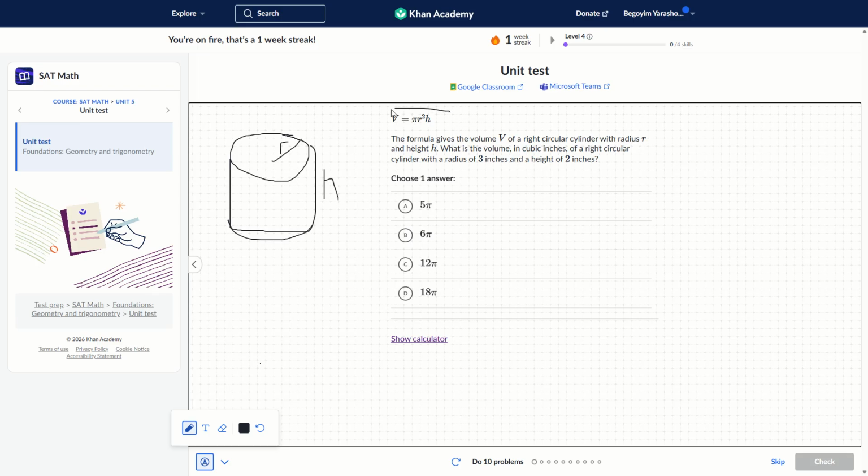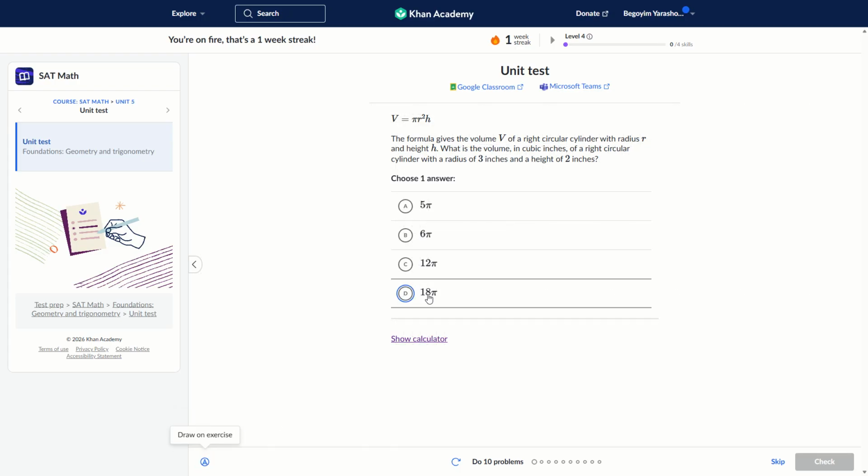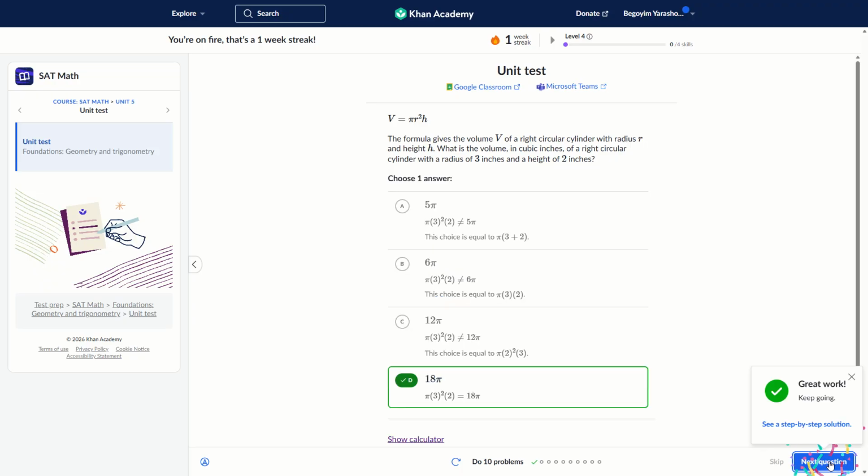We are given a formula, a radius, and a height. What we need to find is the volume. Volume equals pi times radius squared times height. Radius is 3, so radius squared would be 9. I multiply 9 by 2. If we multiply it, we get 18pi, which is answer D. Yeah, correct. Next.